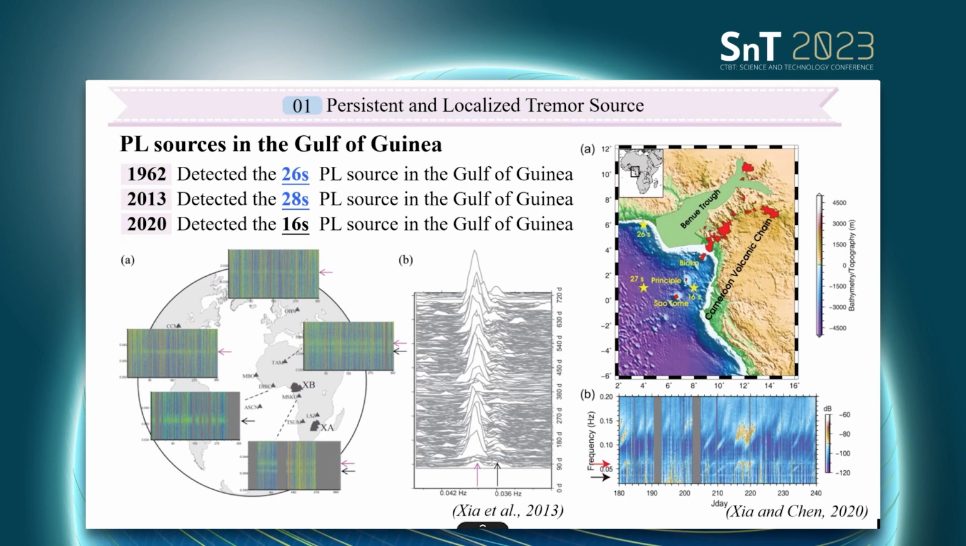Now there are 3 PL sources in the Gulf of Guinea, and here we focus on the 26-second and 28-second ones because they have a longer history. From the map, we can see the 26-second source is close to the coast, and the 28-second source is close to the volcano.